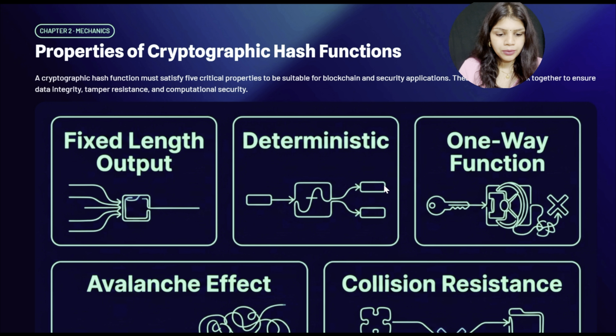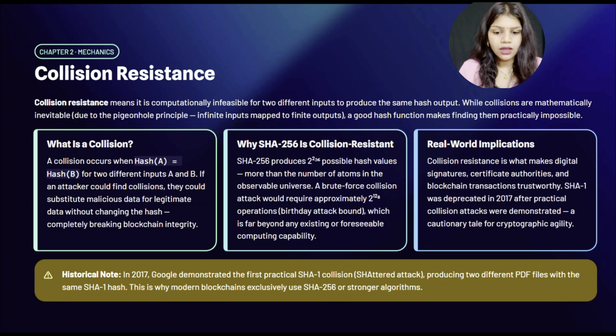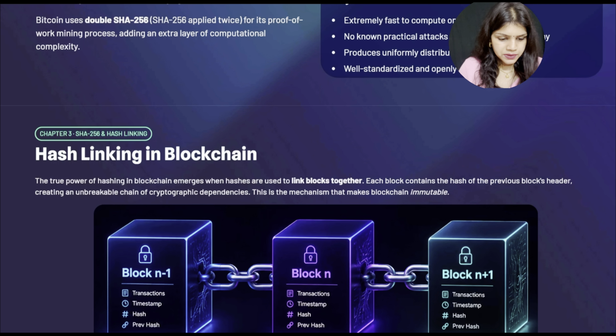These are the properties of a hash function: fixed length output, deterministic, one-way function, avalanche effect, and collision resistance. Next, the SHA-256 algorithm is a secure hash algorithm that has 64 rounds and produces 64 hexadecimal characters. Bitcoin uses the double SHA-256 algorithm for the proof of work mining process.